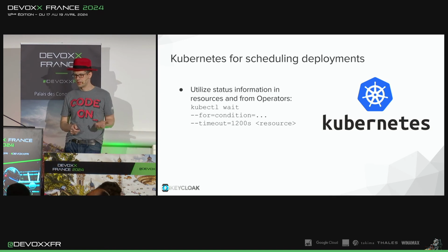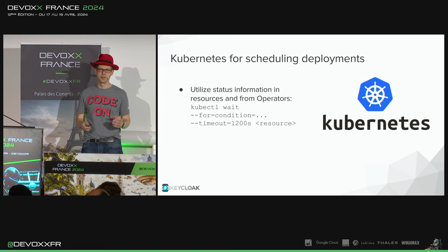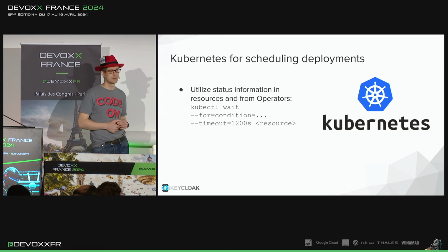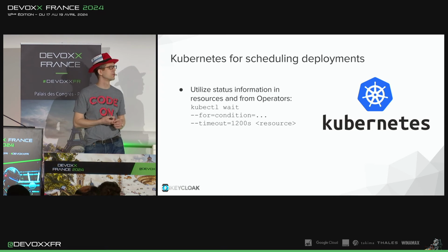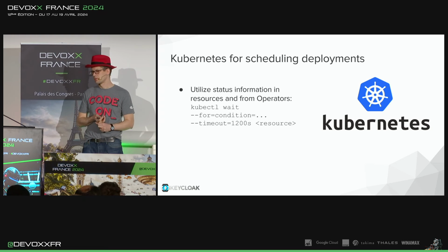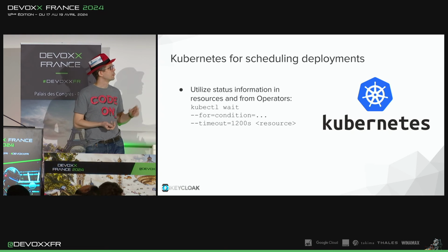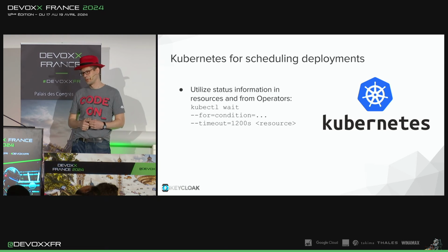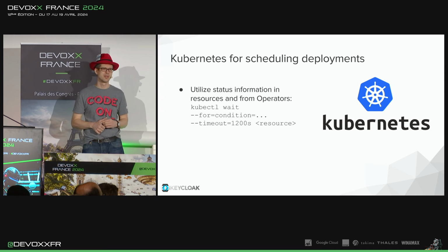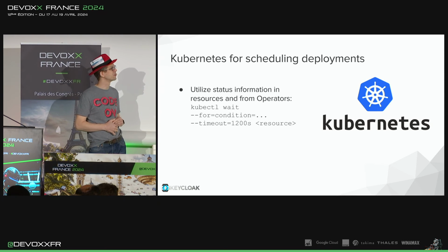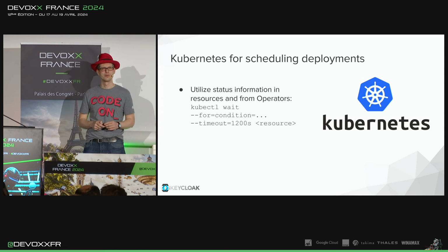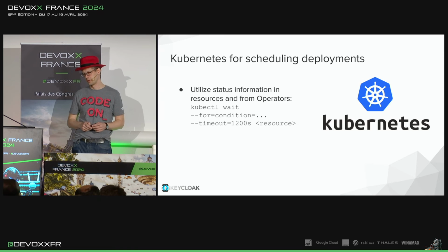Well, Kubernetes for scheduling deployments, like we're using operators a lot here, the operator for Infinispan, the operator for Keycloak, the operators for Cryostat, the operators for whatnot. And I think the most helpful command is then kubectl wait for condition. So I think a well-behaved operator should have some good conditions to wait for to figure out when it's done with its work.